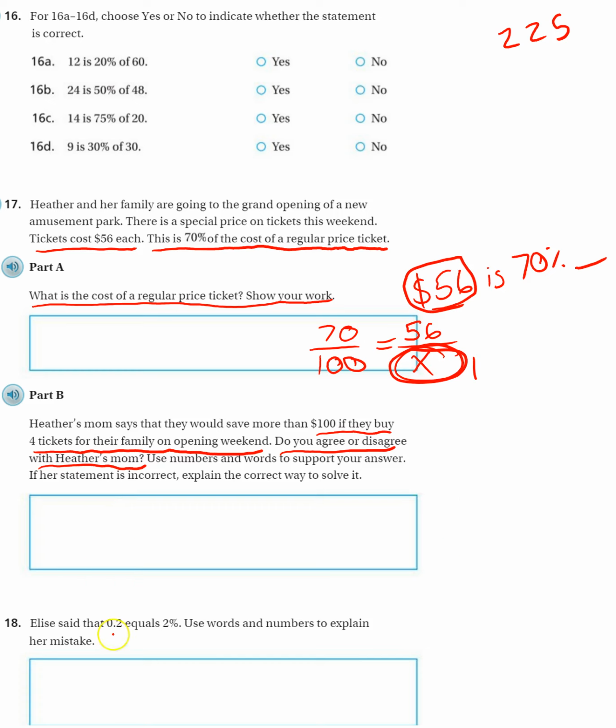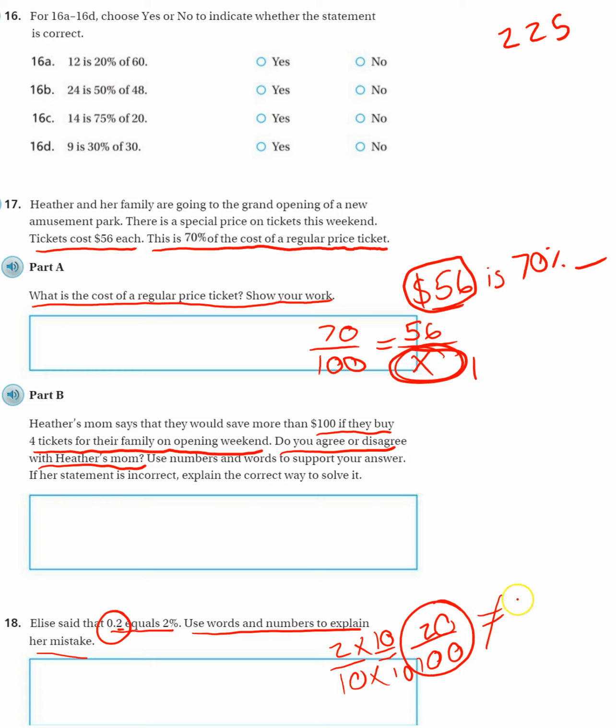All right, Elsie said that 0.2 equals 2%. Use words and numbers to explain her mistake. Well, if I look at place value here, in 0.2, the 2 is in the tenths place. So that would be 2 tenths. And if I change that to hundredths, I would have to multiply by 10. And I would get 20 hundredths. And 20 hundredths does not equal 2%. 20 hundredths equals 20%.